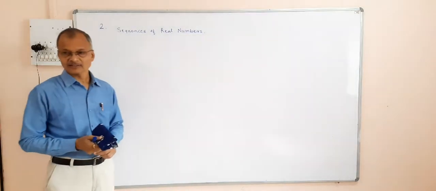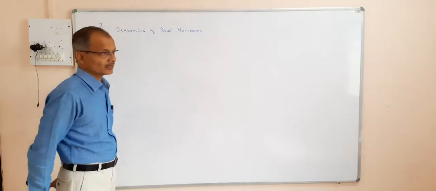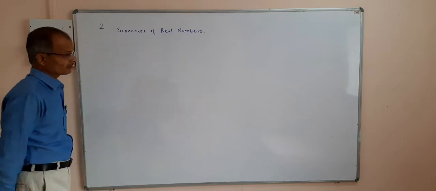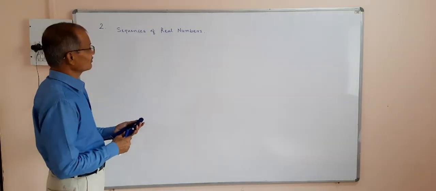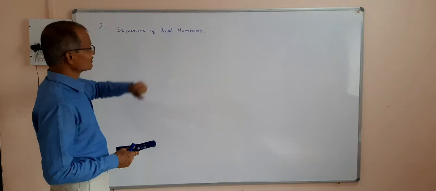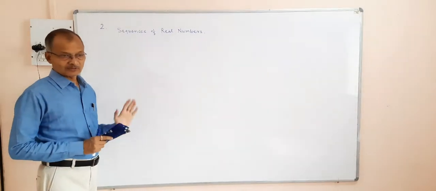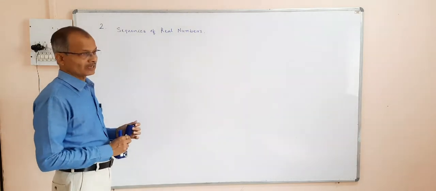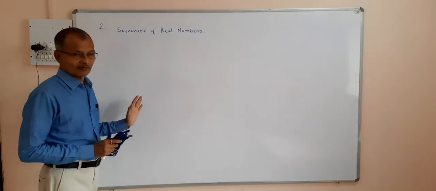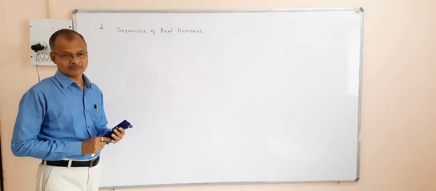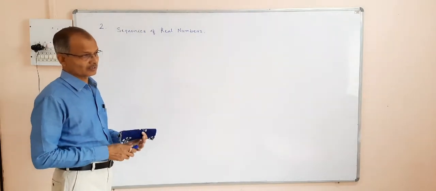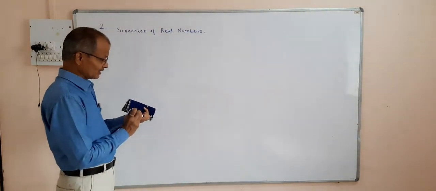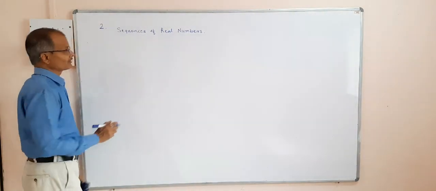Now we shall study the second chapter from this paper of Real Analysis Part 1, from the book Methods of Real Analysis by R. Goldberg. The chapter is Sequences of Real Numbers. First we shall define sequence, also subsequence. Then we shall define limit of a sequence, and then we shall consider different types of sequences and theorems related to sequences. So first we shall define sequence, and then we will consider an example of a sequence.